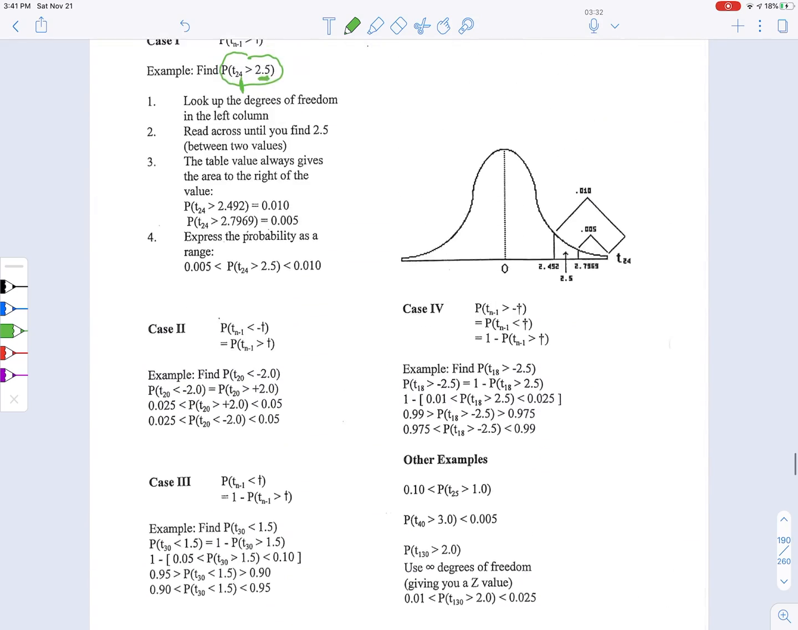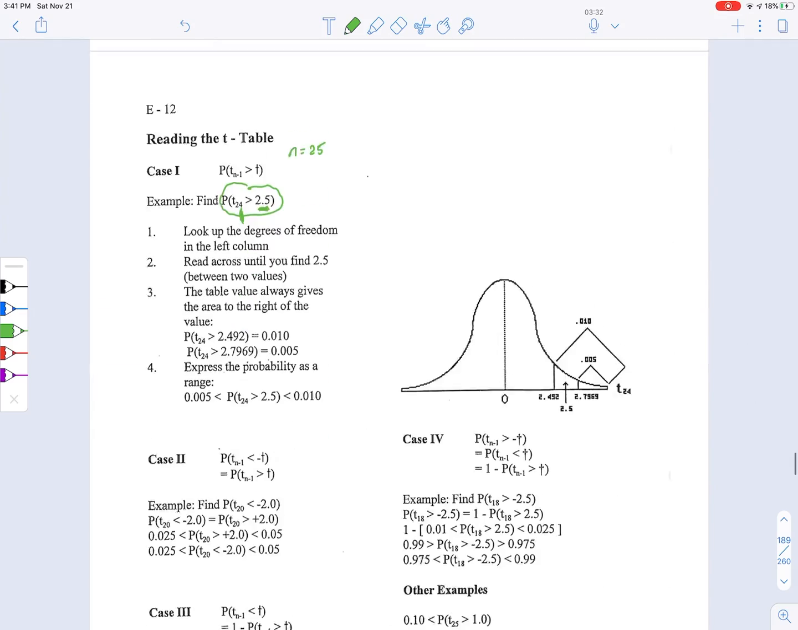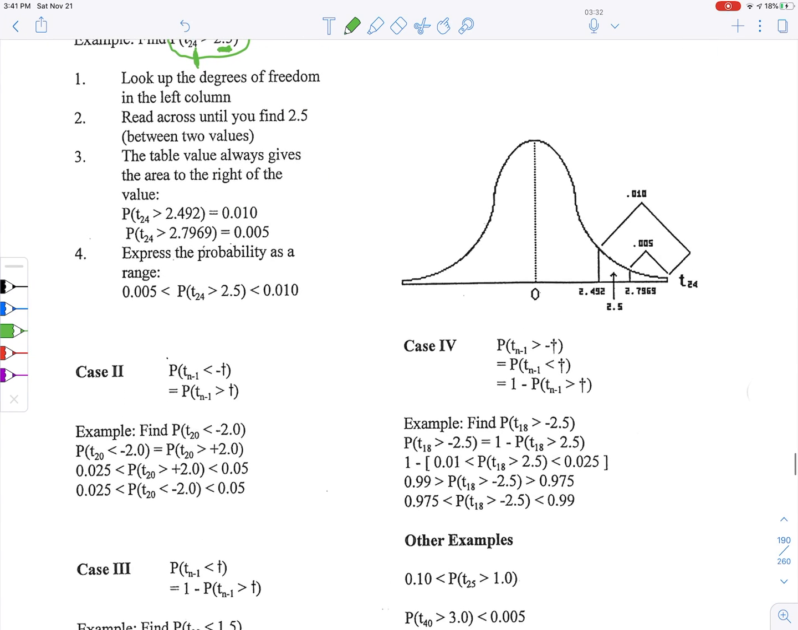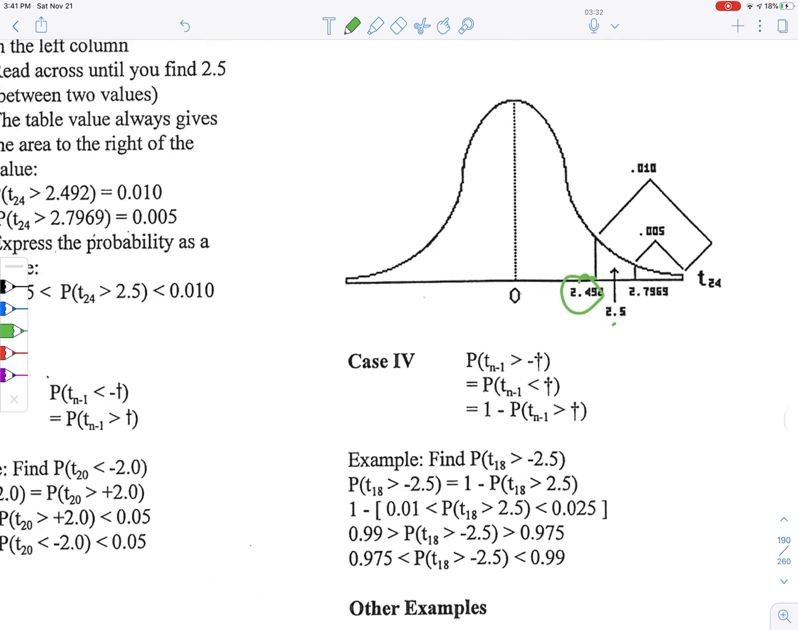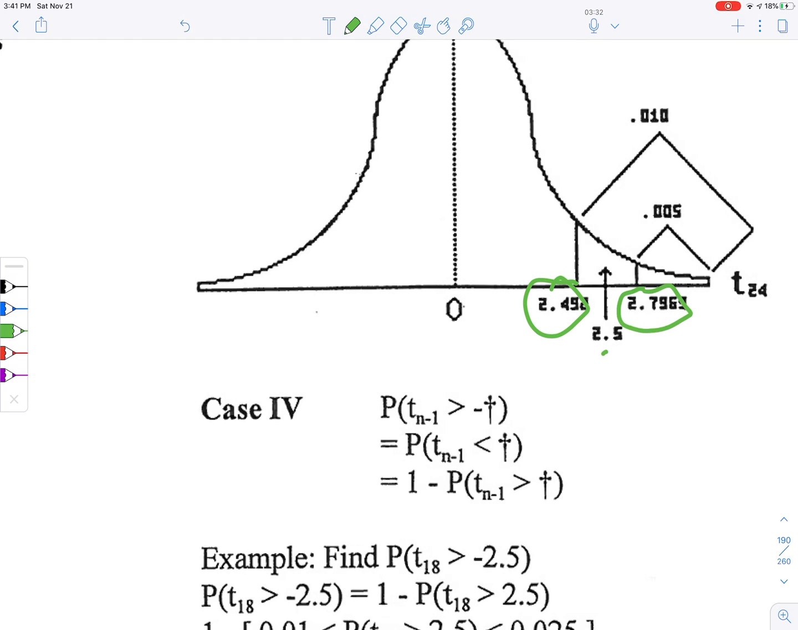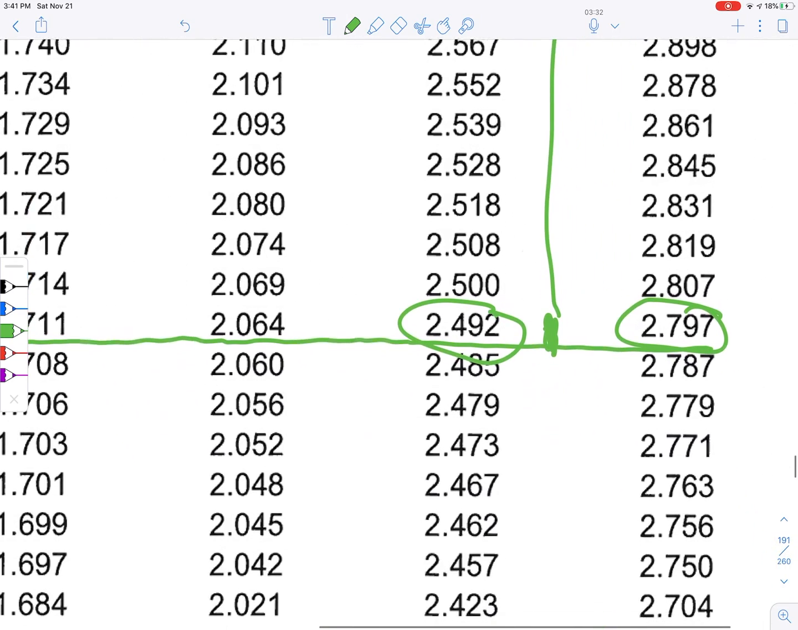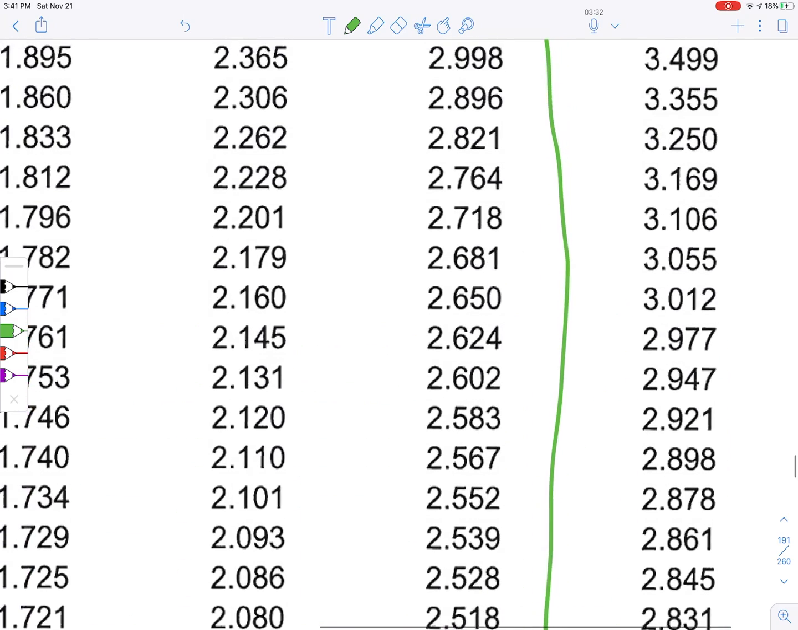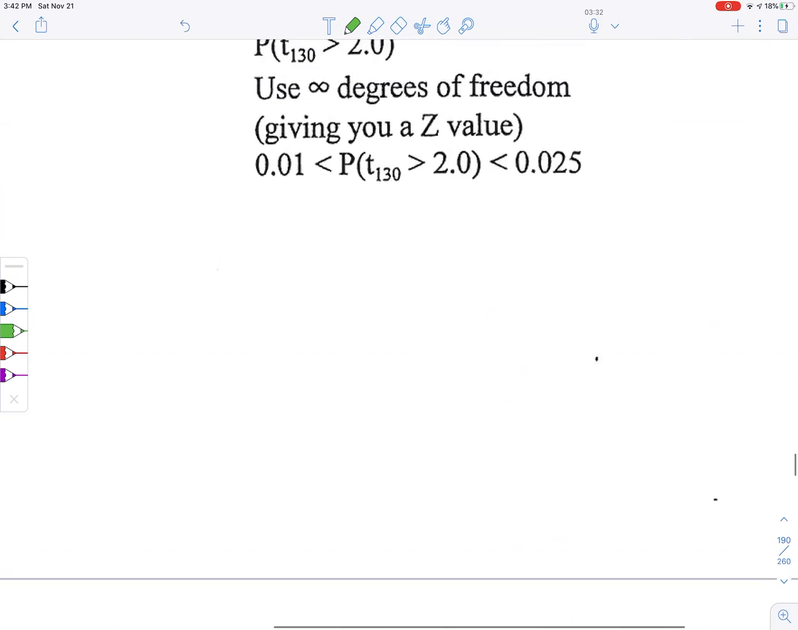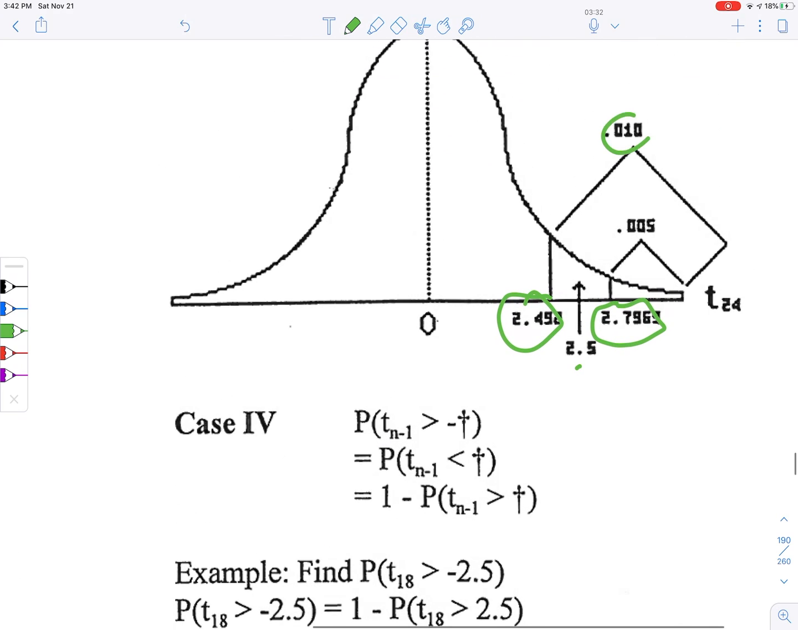Let me show you actually on this diagram here. So what I've got here then is 2.5 is somewhere between 2.452 and 2.7969. That was these guys here. Those two numbers right there. And they corresponded to 10% and 5%. So I've drawn those here, 10%, 5%. So what we're saying is that this area here, from 2.5 up, is somewhere between 10% and 5%.